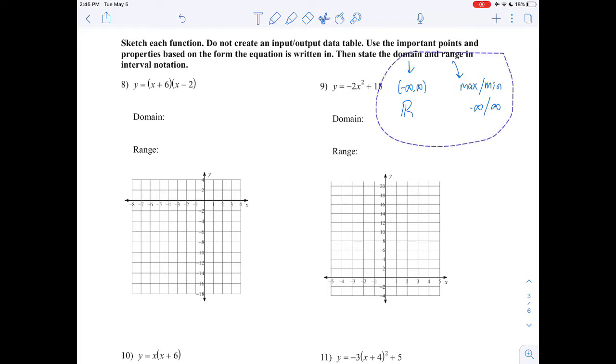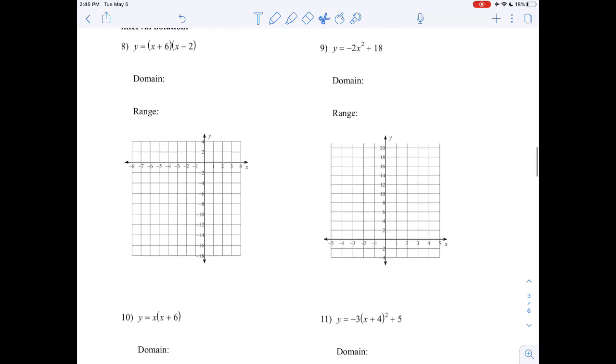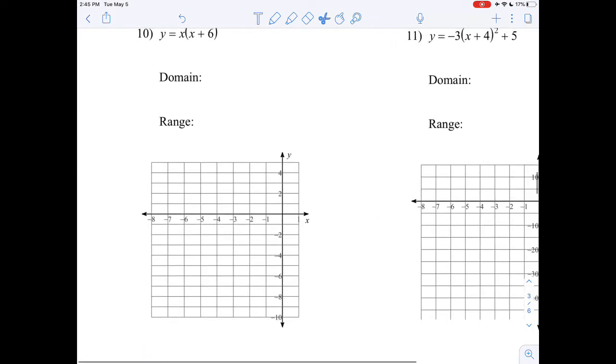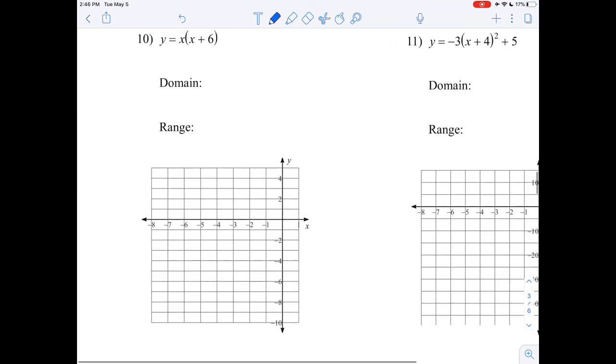And really you need to know what the graph looks like and what the vertex looks like based on the leading coefficient and the form of vertex form. So let's actually do number 10 together. I'll help you guys out by walking through this one here.